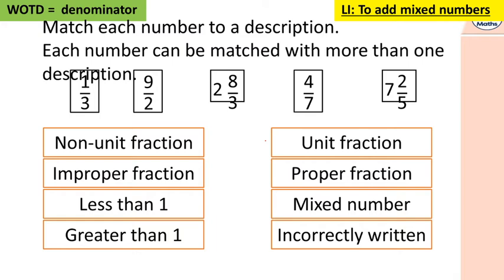Let's look at 2 and 8/3. So that is greater than 1 because it's got 2 wholes. It's also incorrectly written. If you have a mixed number, it has to be integers, so whole numbers, with proper fractions, because 8/3 is actually equivalent to 2 and 2/3, isn't it? So that would actually be written 4 and 2/3. So that is incorrect because you don't leave an improper fraction as part of your mixed number.